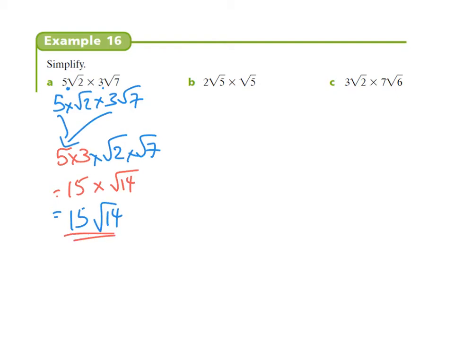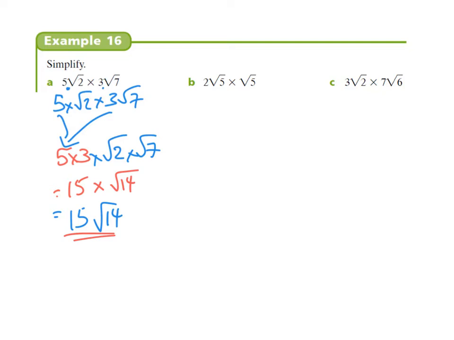Is this simpler than when we started with this? Yep. We've got one term instead of two. We have one clean number outside the surd sign and one inside the surd sign. Here it was kind of expanded, so we've just really regrouped the 5 and the 3 and the 2 square root 7. Okay, let's do B.